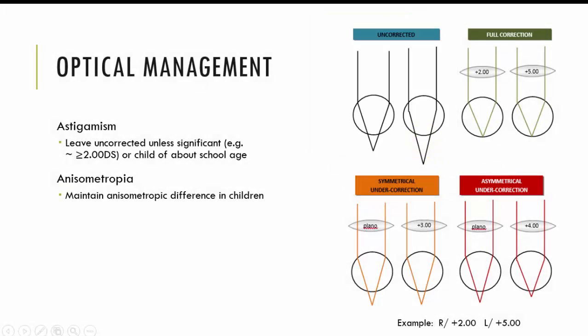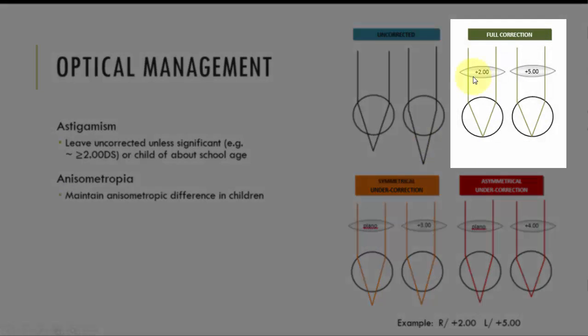Okay, so one of our options is to prescribe the full prescription, +2 and +5, and bring the images onto the retina. In prescribing +2 and +5, we maintain the anisometropic difference. And by fully correcting it, what we've done is we haven't favoured one eye over the other. The image falling on the retina should be as clear from the right eye as from the left eye as it is processed by the cortex.